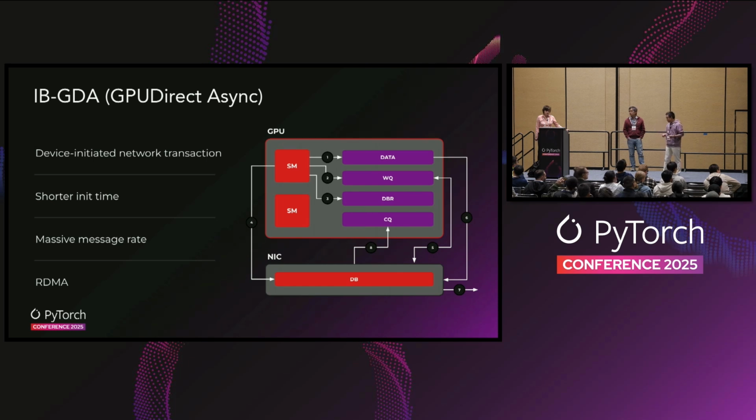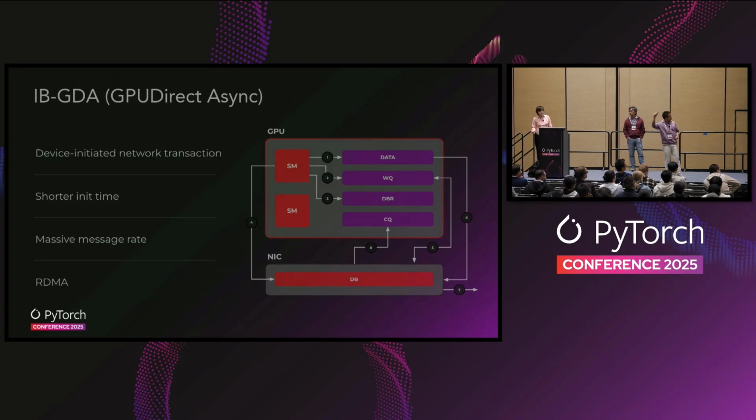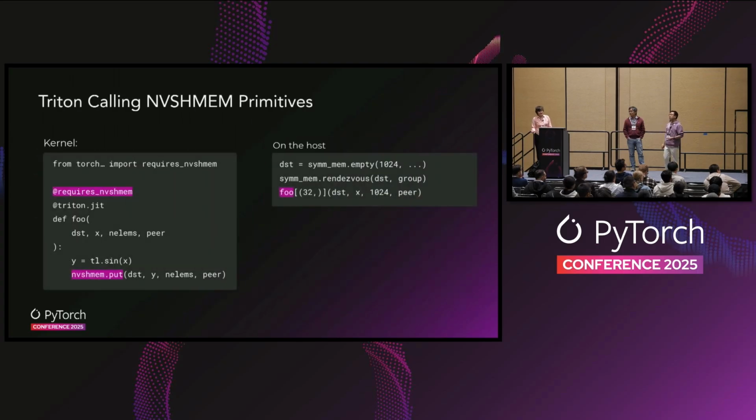Just now, Chien-Chin told you how we can program symmetric memory with Triton. So how can we let Triton go across node as well? This is how. Triton calling the NVSHMEM plugin. You just write your regular Triton kernel with triton.jit. And inside the kernel, you can call NVSHMEM functionalities in a Pythonic way.